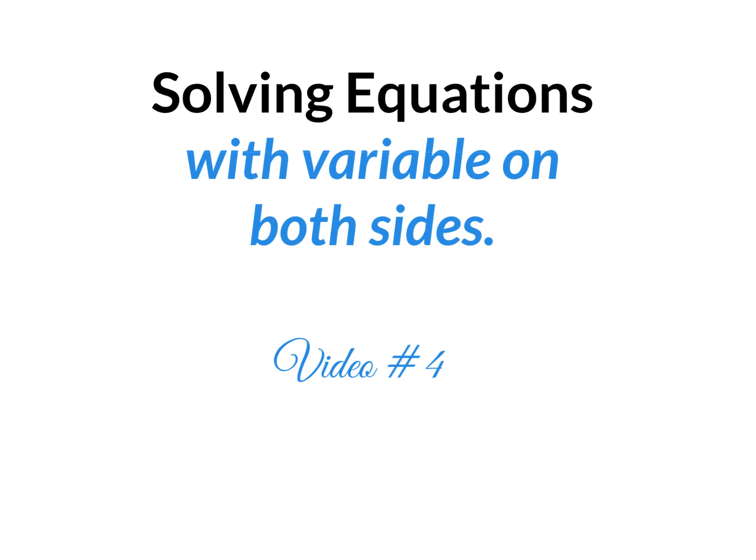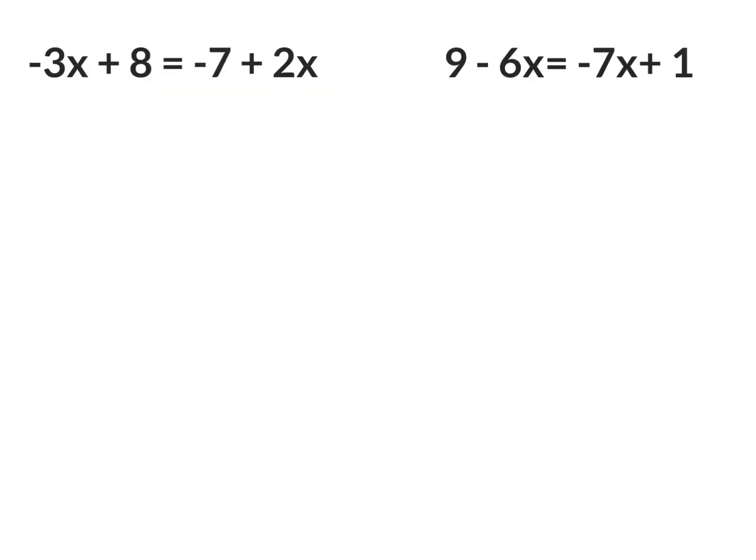This is video 4 on solving equations, and in this video we're specifically solving equations that have variables on both sides. So let's jump right in. Both of these equations are already simplified. What does simplify mean? It means distributive property and/or combining like terms. As you can see, the left side of the equal sign is already simple. There is no distributive property, there is no combining like terms. The same with the right side. So these are simplified equations.